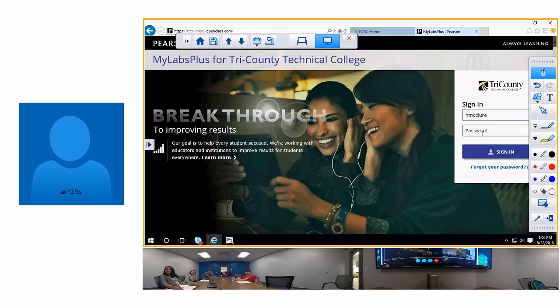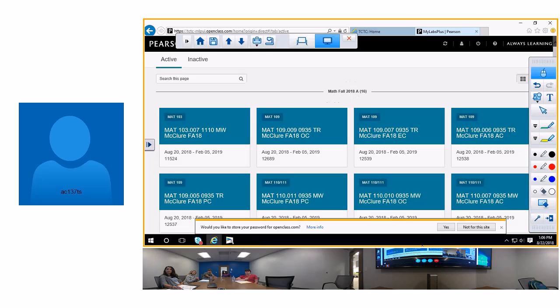Now, if you've never used MyLabs Plus, or if you're a new student, it will be your T number. Unless you've changed it to a password, your T number is going to be capital T, and then your zeros, and then the rest of your number, and you're in. And when you get your access code punched in, this is what it should look like.